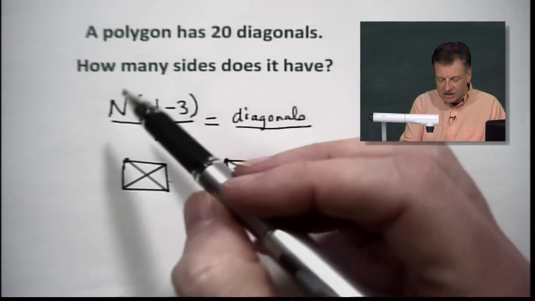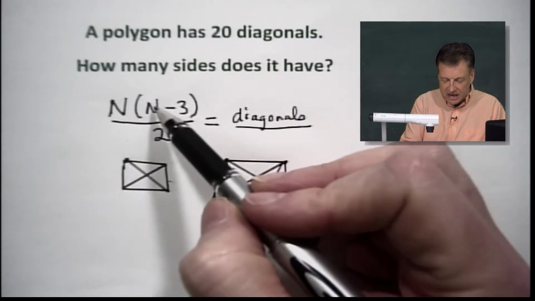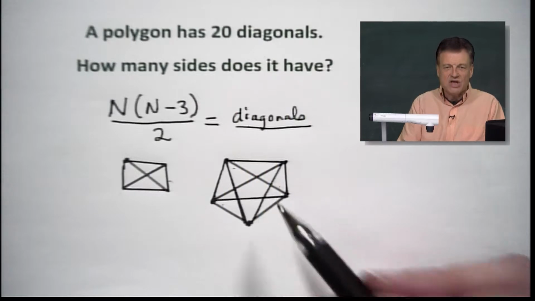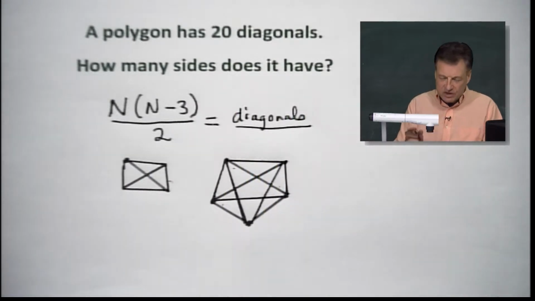So again, let's take a look at that. 5 times 5 minus 3, that would be 5 times 2. That's 10. And divided by 2, we're back to our 5. So this formula is working. Now, why do we use n minus 3? Why do we use n minus 3?